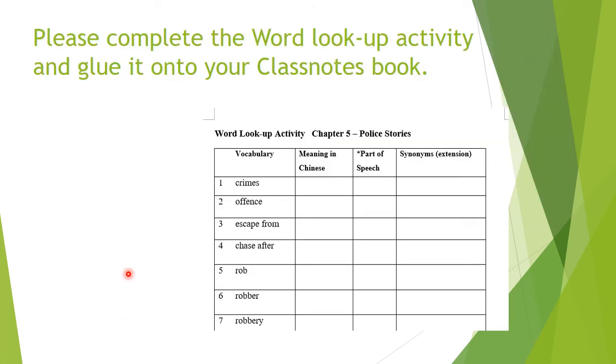Okay, we finished talking about the expressions. Now it's homework time. So I have given you a word lookup activity sheet for this chapter, and I've put down all the expressions and words on here. So just like before, please look up the meaning of the words in Chinese, and put down the part of speech. It means you have to write down whether this is a noun or a verb, okay? Is this an action? If it is an action, it is a verb. If it is something like crimes, it is something. So we can put down a noun here, noun.